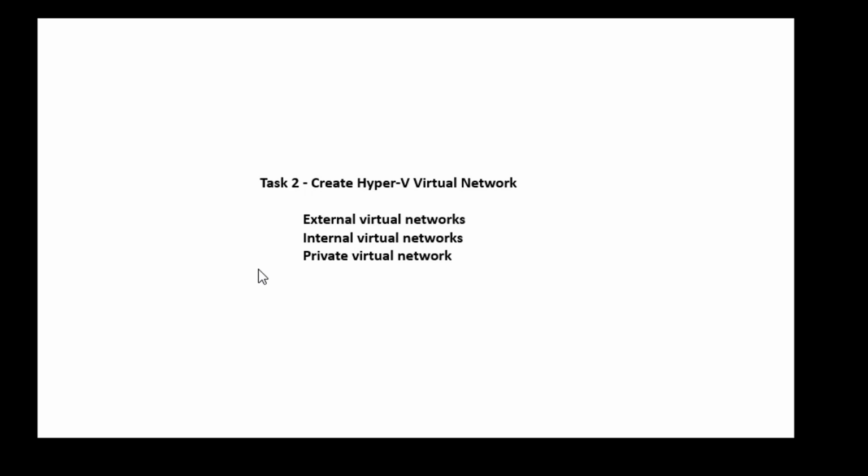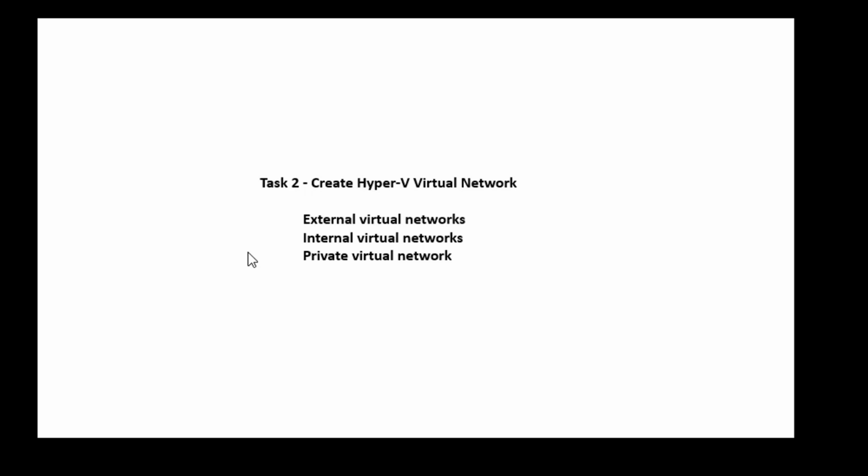In the external virtual networks, you can use this type when you want to provide virtual machines with access to a physical network and communicate with externally located servers and clients. But for the internal virtual networks, you can use this type when you want to allow network communication between the virtual machines on the same virtualization server and between virtual machines and the management operating system.